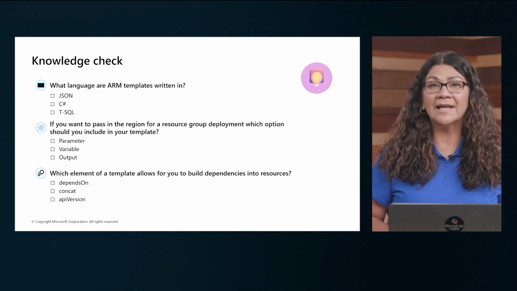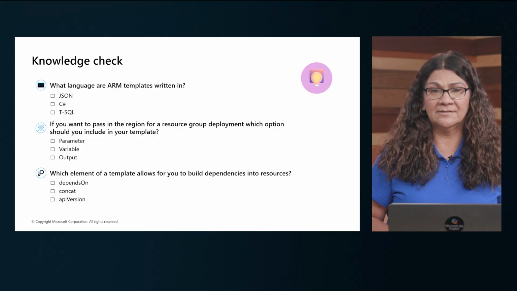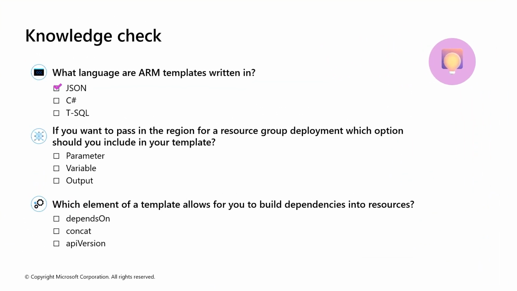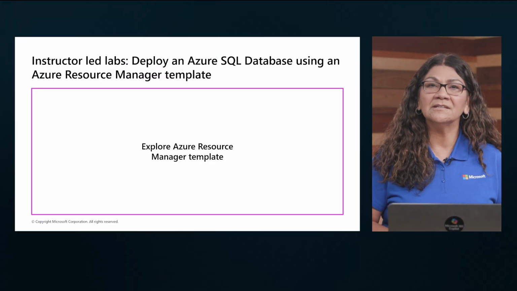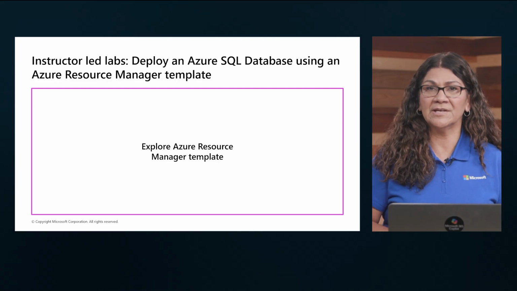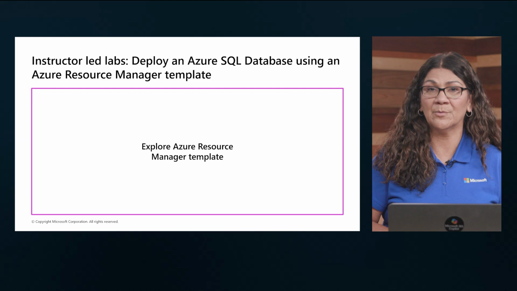Question 1. What language are ARM templates written in? Answer: JSON. Question 2. If you want to pass in the region of a resource group deployment, which option should you include in your template? Answer: parameter. Question 3. Which element of a template allows you to build dependencies into resources? Answer: dependsOn. Now let's see how to deploy an Azure SQL database using an Azure Resource Manager template.